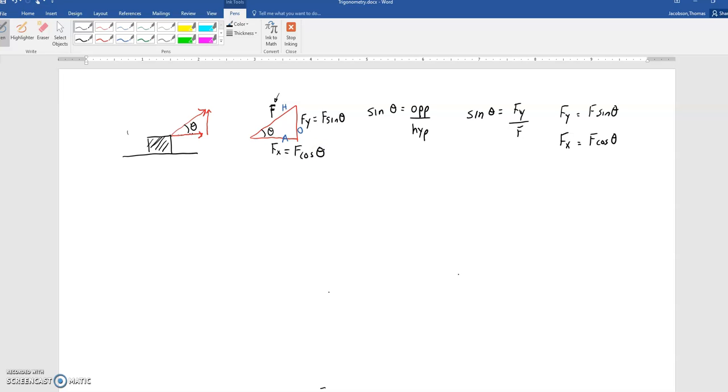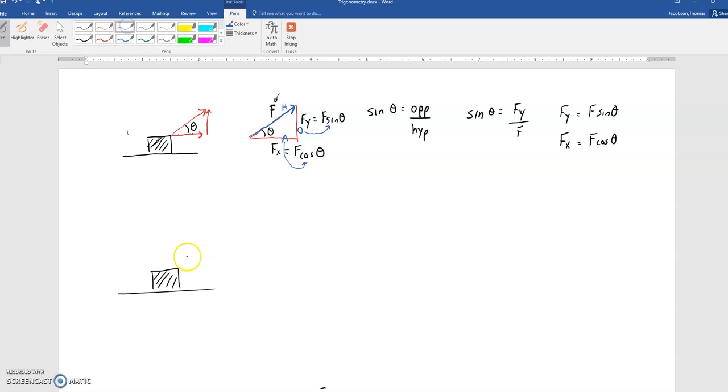So when I give you an angled force, which I'll put here in blue, you're going to draw your right triangle, kind of like I did here. You're going to find out which leg is opposite and which is adjacent, and then you're going to realize that the opposite leg is always going to go with sine, and the adjacent leg is always going to go with cosine. So I'm going to go ahead and try to do a couple examples here. Again, let's go back to this block.